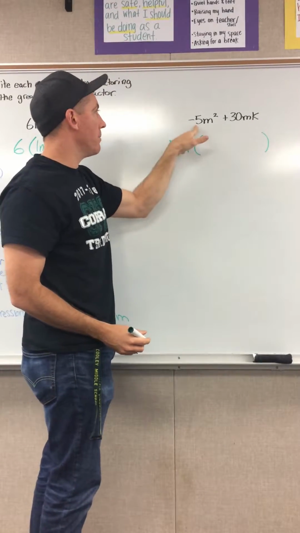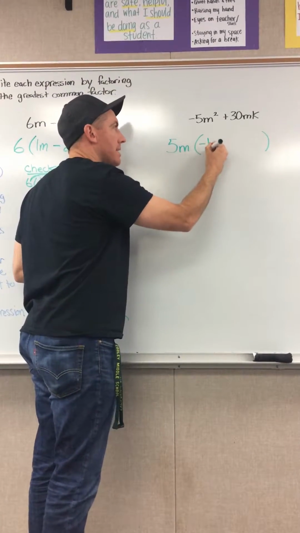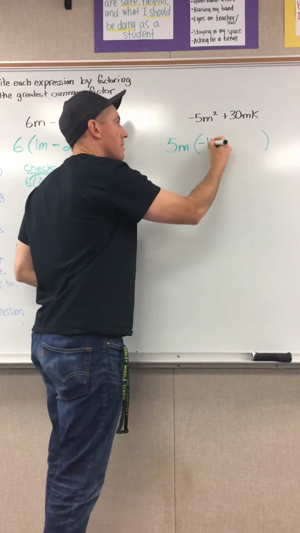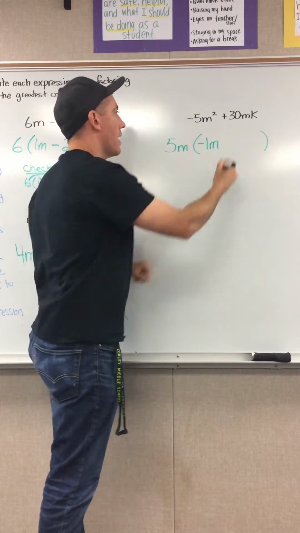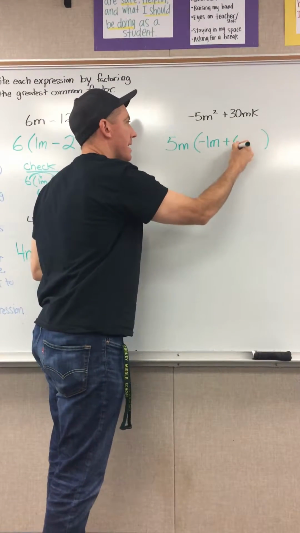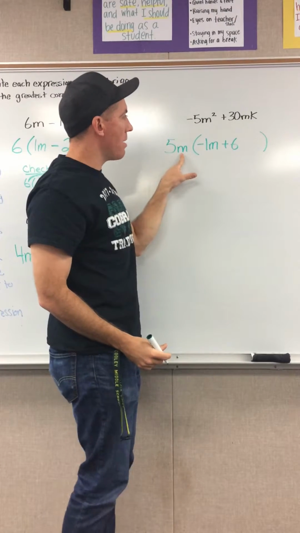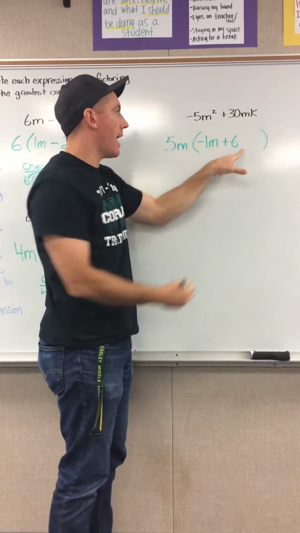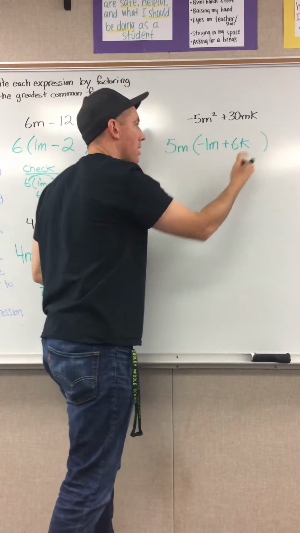5 times what will give me a negative 5? That's 5 times negative 1. And m times what will give me m squared? That's another m. Plus 5 times what will give me 30? That's a 6. I have an m, and I only have one m there, so I don't need any more m's, but I do need a k. So that's going to be a k right there.